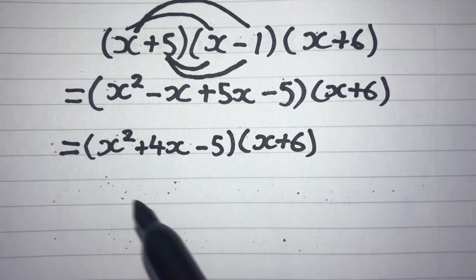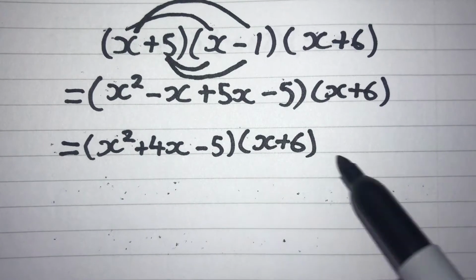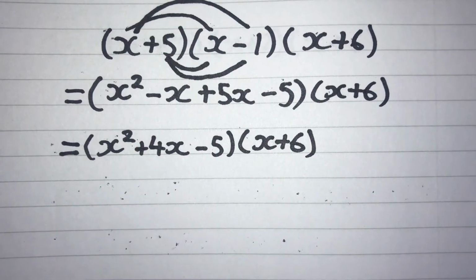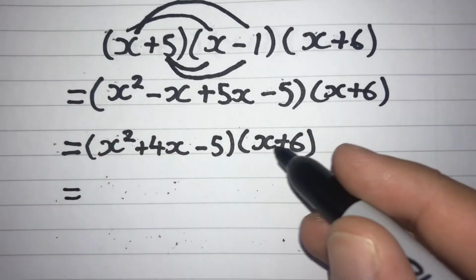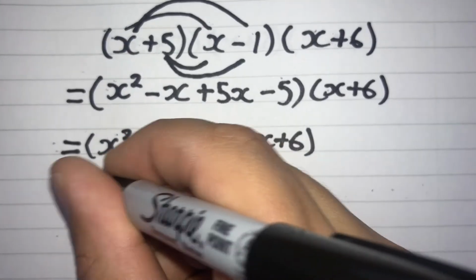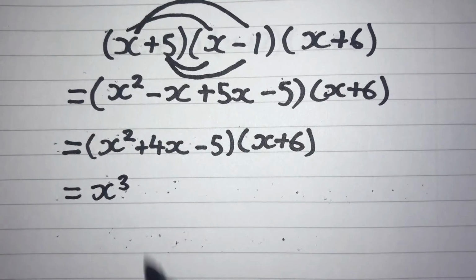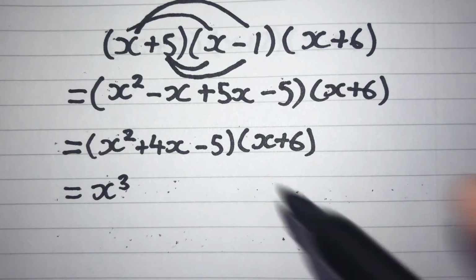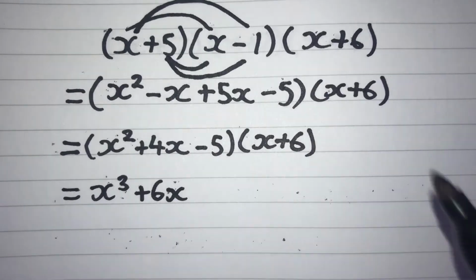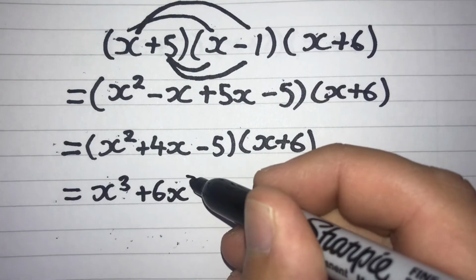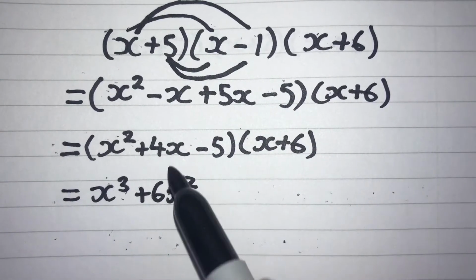Now we want to multiply everything that's in this first bracket by everything that's in this second bracket. And we want to start off with our x squared. So x squared multiplied by x will give us x cubed. X squared multiplied by 6 will give us 6x squared. Now we move on to our 4x.